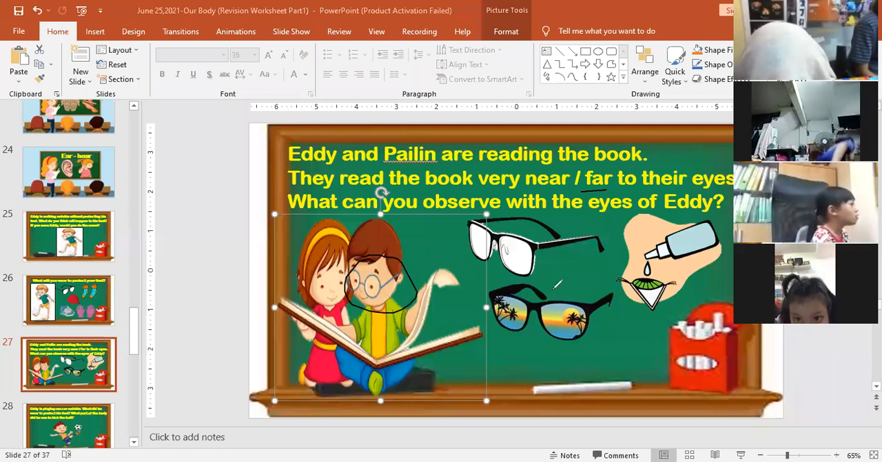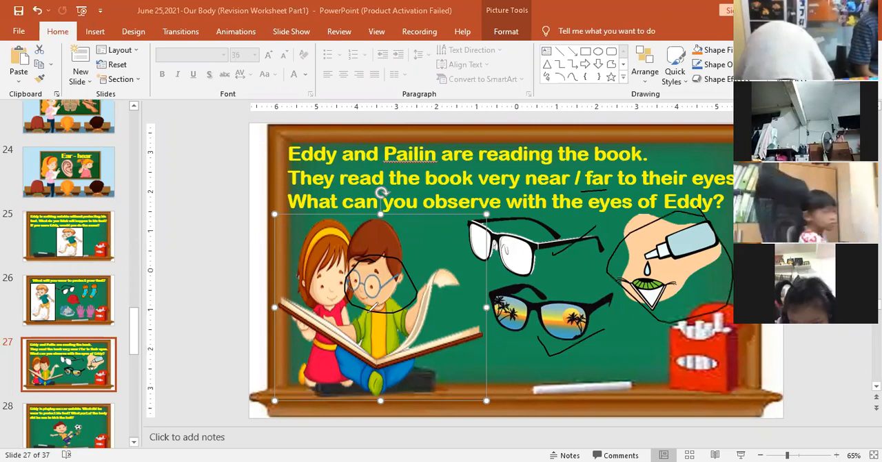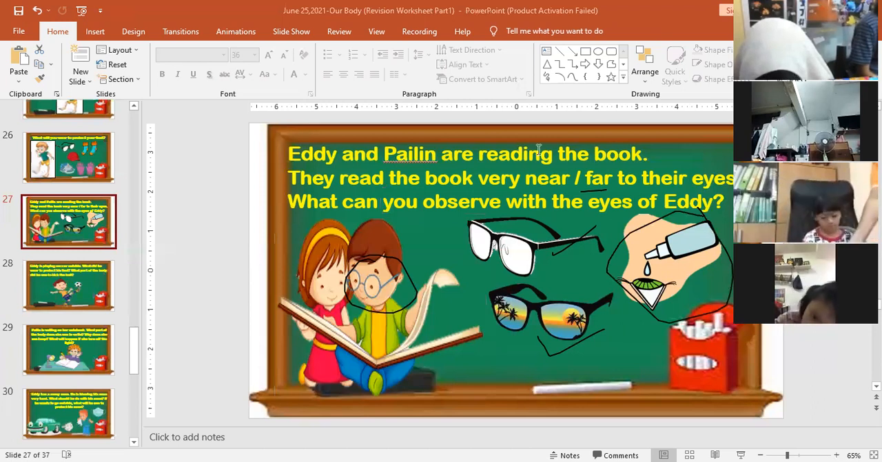So there are three objects that you can see here. We have this one, sunglasses, and eye drops. We use these to protect our eyes. And how about this one?